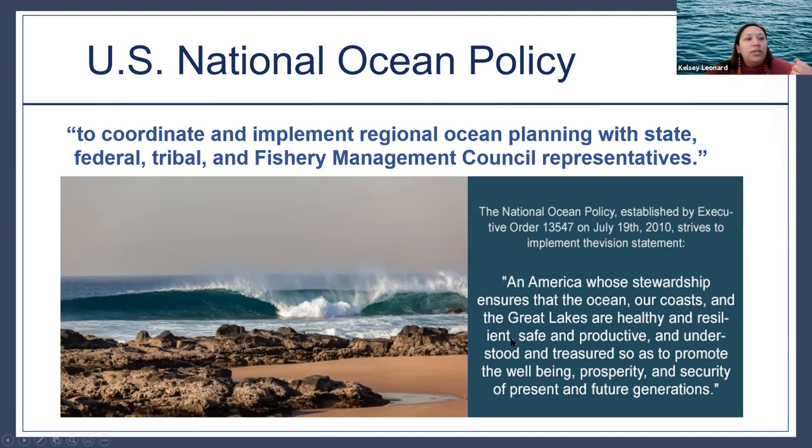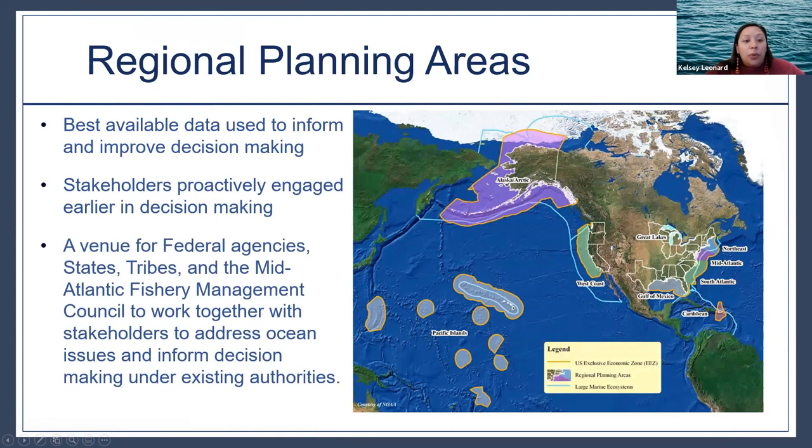And so it really was a catalyst for thinking about who are the ocean actors in the Mid-Atlantic. And we weren't alone in setting out on this endeavor to try and develop federal policy around the conservation of the ocean. These other regional planning areas, including the Northeast, the South Atlantic, the Caribbean, Gulf of Mexico, Great Lakes, West Coast, Pacific Islands, and Alaska Arctic were also established. All of our regional planning bodies were to use the best available data to improve decision-making. Stakeholders were proactively to be engaged in the decision-making processes, and these regional planning bodies, these forums where all of these ocean actors were to come together, were to be a venue for federal agencies, states, tribes, and fishery management councils to work together to address ocean issues and inform decision-making.